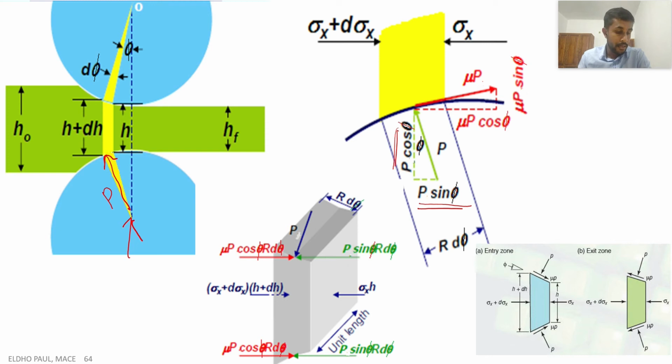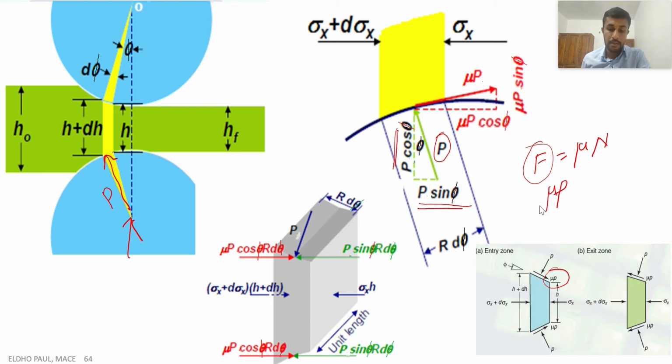One more force component is there, that is mu P, the frictional force. We know F is equal to mu N, the equation related to friction, where N is the normal force and mu is the coefficient of friction. So F is the friction force. Here the normal force is P, the normal pressure acting. So we get mu P, which is the friction force acting along the surface of the workpiece material.